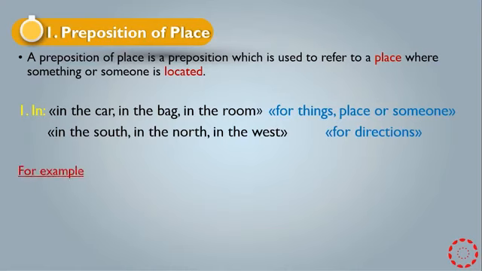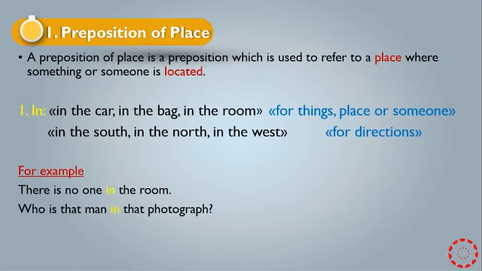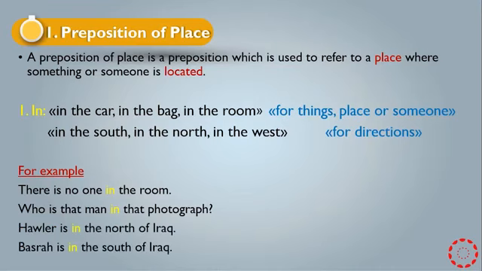For example, there is no one in the room. This is for place. Who is that man in the photograph? Also it's for place. And Hawler is in the north of Iraq. Basra is in the south of Iraq. The last two examples show the direction of the prepositions.